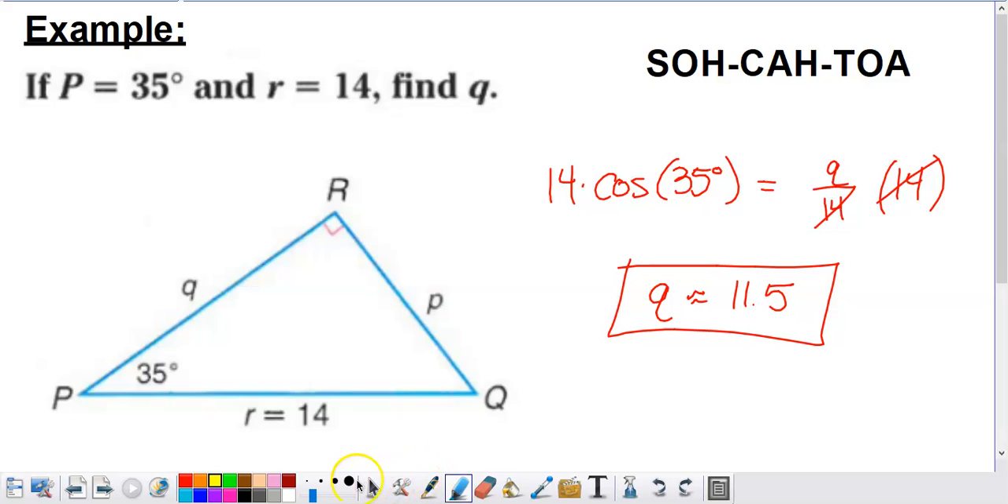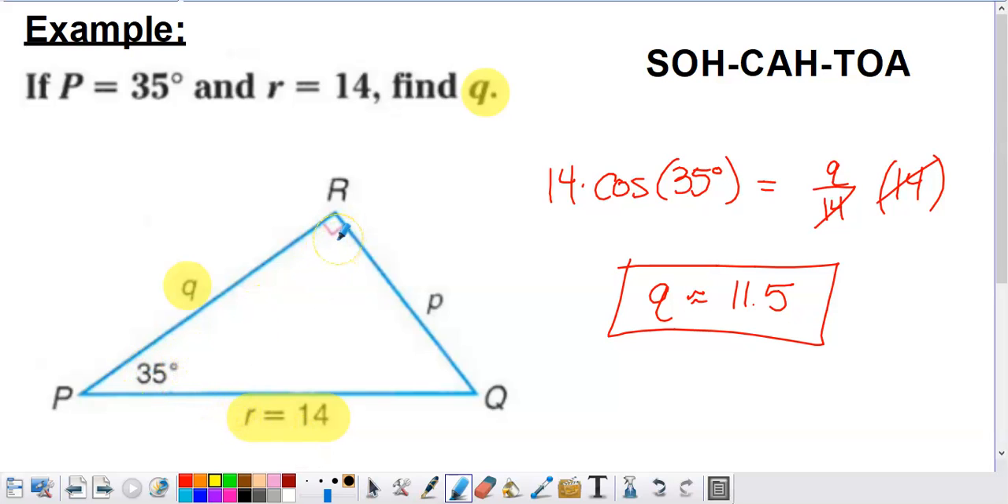That'll be used quite a bit when you get to the point where you're doing some work with the law of sines and the law of cosines before your trigonometry unit is going to come to a close. But in this particular problem here, what we want to do is figure out the length of side Q. So we want to know this. We don't know the length of side P. We do know that side R measures 14 units.